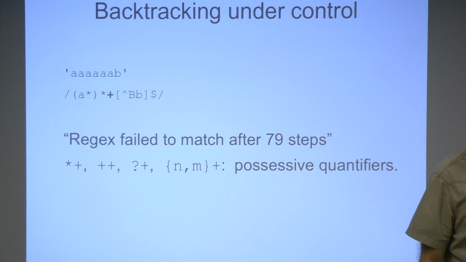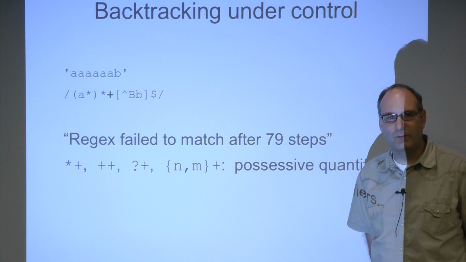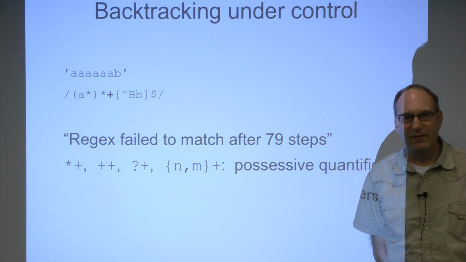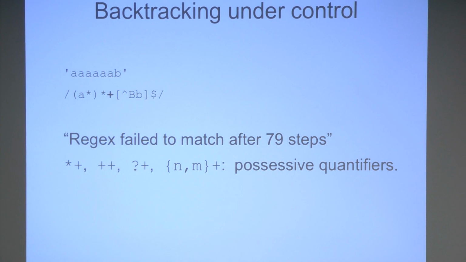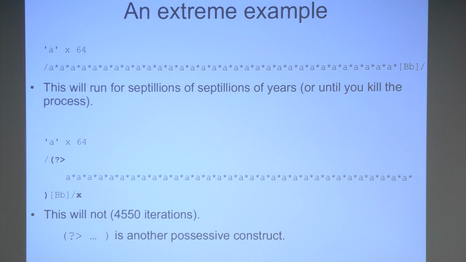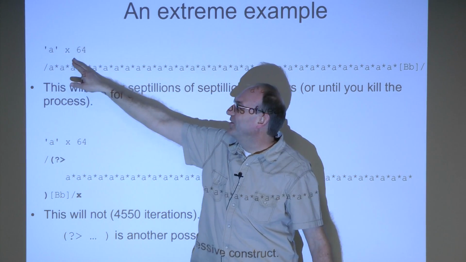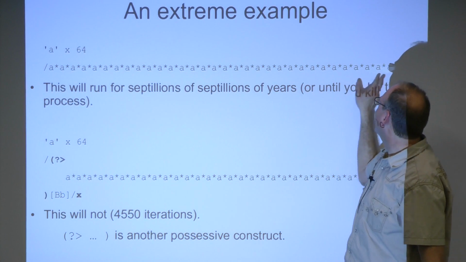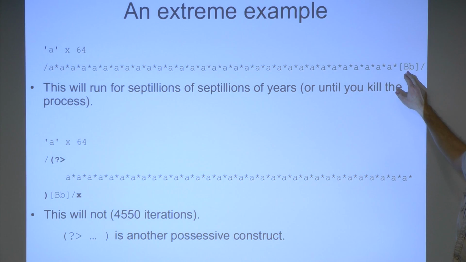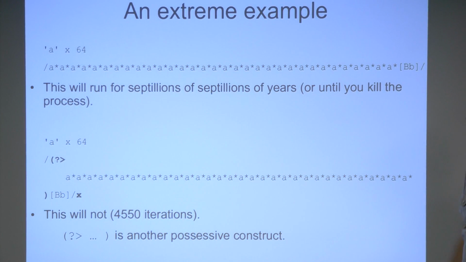Where possessive quantifiers are useful is that you can carefully construct a regular expression to fail more quickly with a string that it would have failed with anyway. So, an extreme example. I'm not going to put this into the regex doctor. Here we have a string of A's that's 64 characters long, 64 A's in a row, and here we have I think 32 A stars, and then it has to match a BB at the end, and there's no B at the end of this string, so it has to fail. We can look at it and know it's going to have to fail.